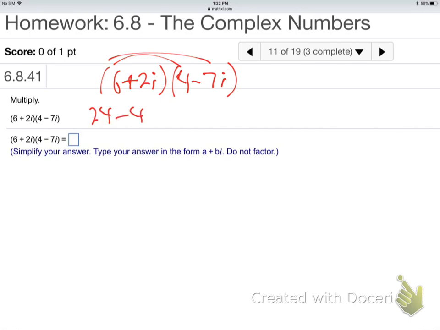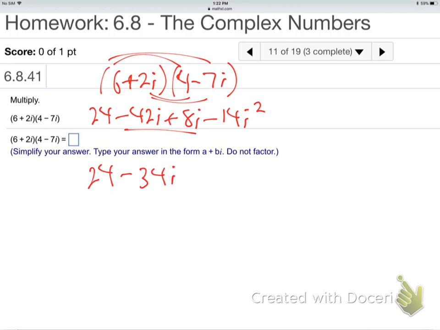It's 24 minus 42i, plus 8i minus 14i squared. Good so far, just normal, everyday FOIL. These two in the middle are like terms, so they'll combine together. What is that, minus 36 or 34? Thanks. Minus 34i there in the middle.